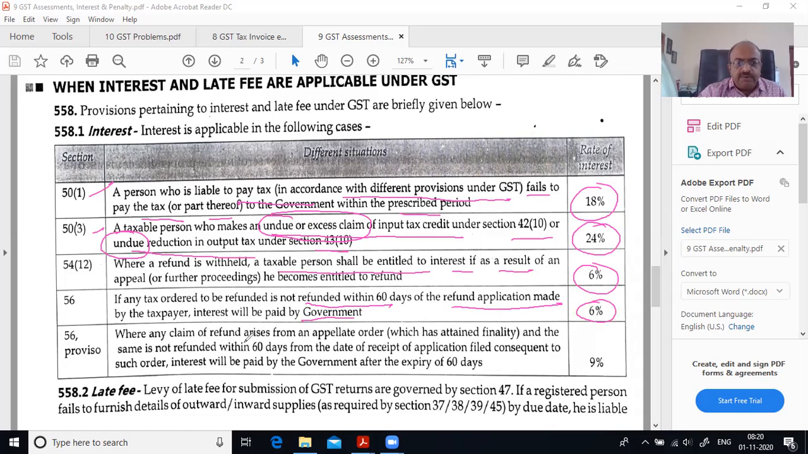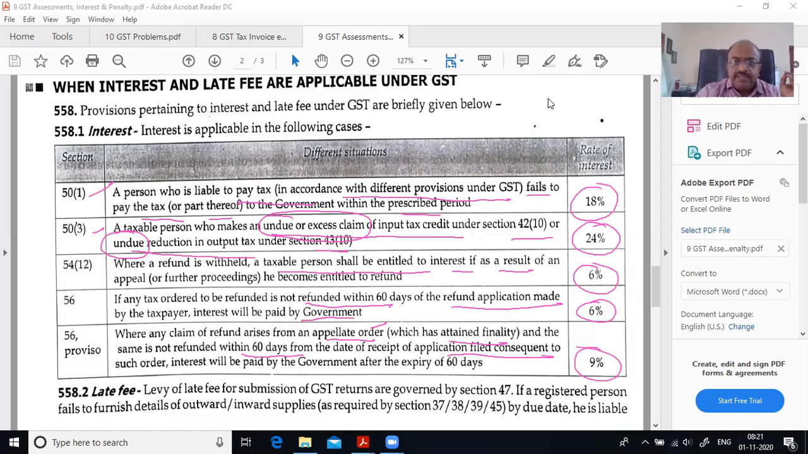Where any claim of refund arises from an appellate order which has attained finality. Appellate order means something which has been assessed, and then you go for further appeal and get it from the next authority, then it's an appellate order. And if the same is not refunded within 60 days of receipt of the application filed consequent to such order, interest will be paid after 60 days at 9%. So these are different rates of interest.